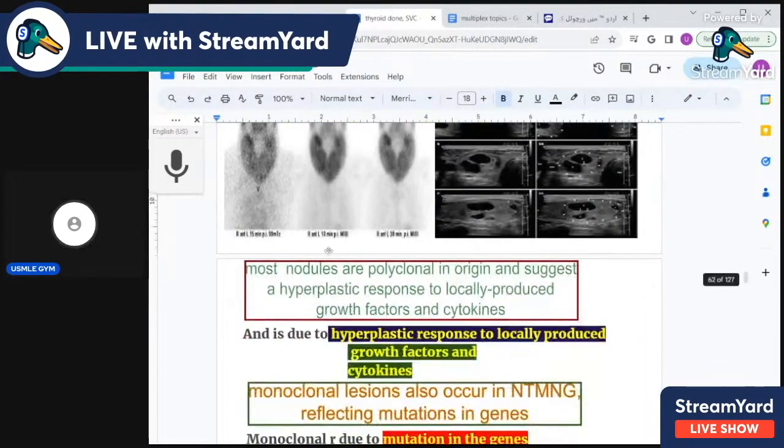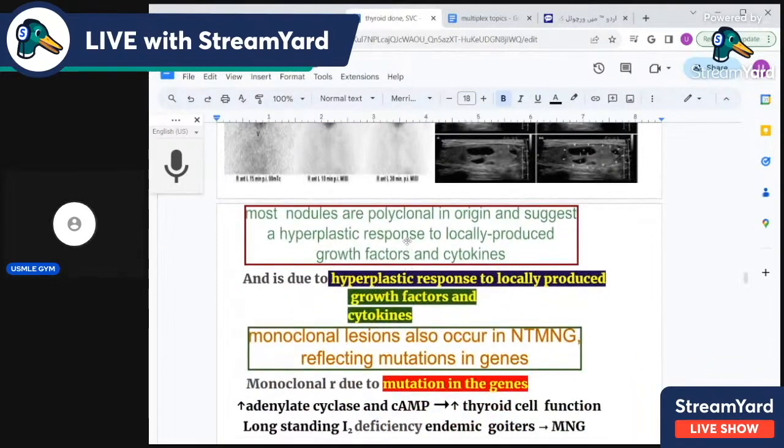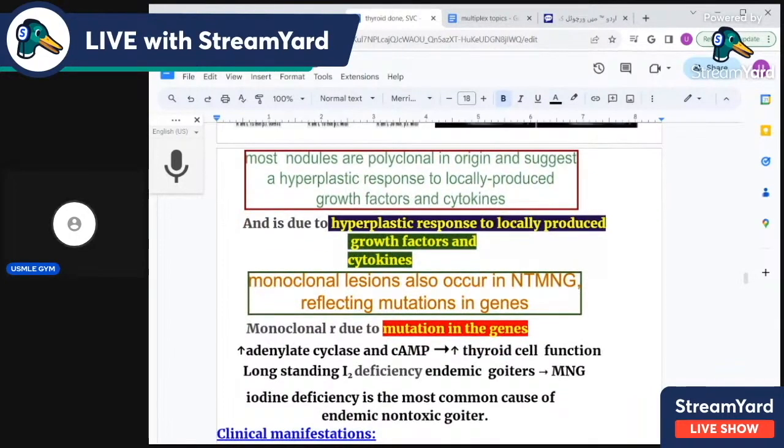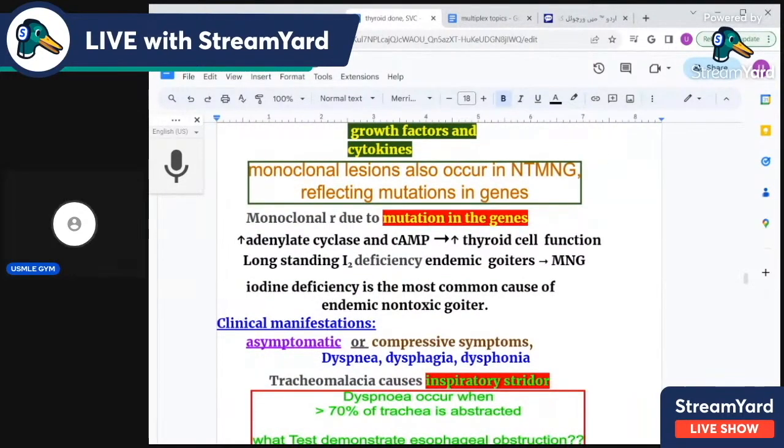Most nodules are polyclonal in origin and they cause hyperplasia because of locally produced growth factors and cytokines. It may also be due to monoclonal lesions. Monoclonal lesions are due to mutation in the genes. Polyclonal lesions are due to growth factors and cytokines produced that cause hyperplasia. Monoclonal mutation causes an increase in adenylyl cyclase and cyclic AMP that leads to increased thyroid cell activity and function.